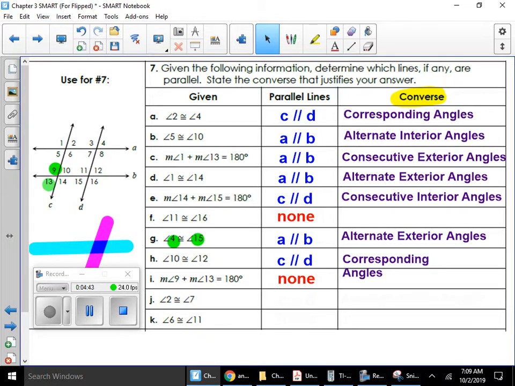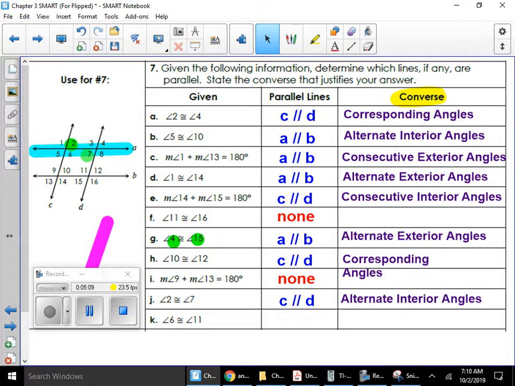2 and 7, on the other hand, we do share a transversal there. 2 and 7 are alternate interior angles. They are on opposite sides of the transversal between our two lines, C and D. So because C and D there are two lines getting cut by the transversal, we can say they're parallel. And they are parallel because of the alternate interior angles converse.